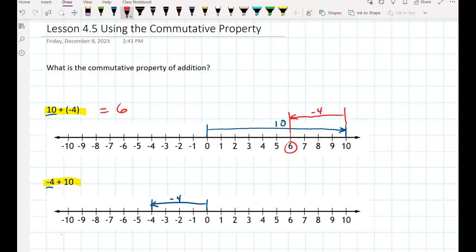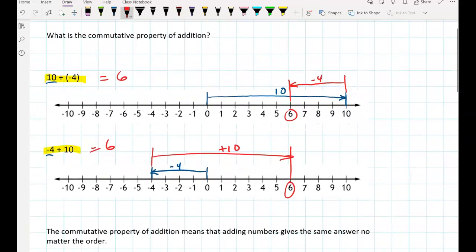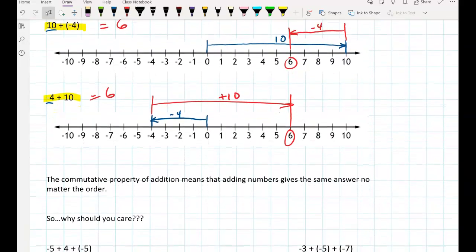And now from there, I'm going to add 10. So starting at negative 4, I'm going to go up 10 to the right. 1, 2, 3, 4, 5, 6, 7, 8, 9, 10. Plus 10. And as you can see, I ended up at the same place. So I reverse the order of the numbers that I'm adding, and I still get the same result. That, my friends, is the commutative property of addition.